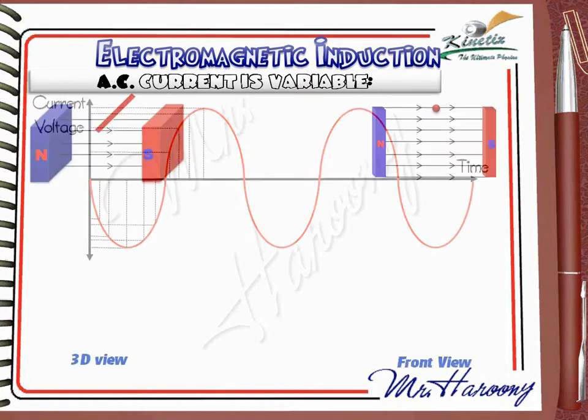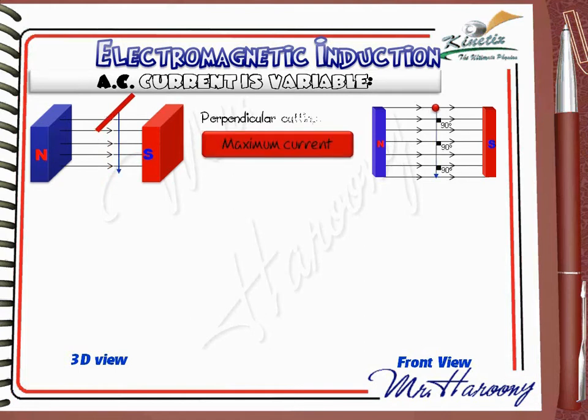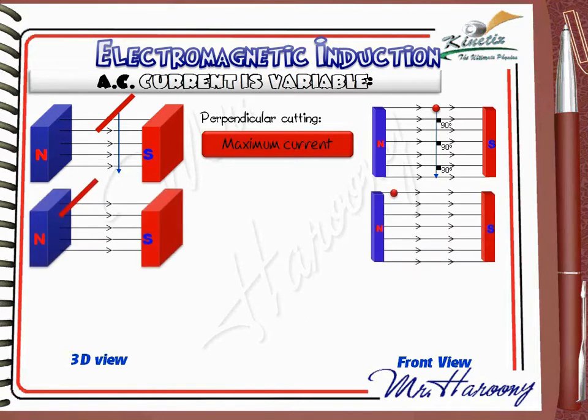Three examples will study the effect of the angle of cutting on the intensity of the produced current. In the first example, the wire is moved in a direction that cuts the magnetic field lines perpendicularly. This type of motion, which is described as perpendicular cutting, will give the maximum possible current. In the second example, the wire will cut the magnetic field lines with the same speed, but this time with an angle which is less than 90.